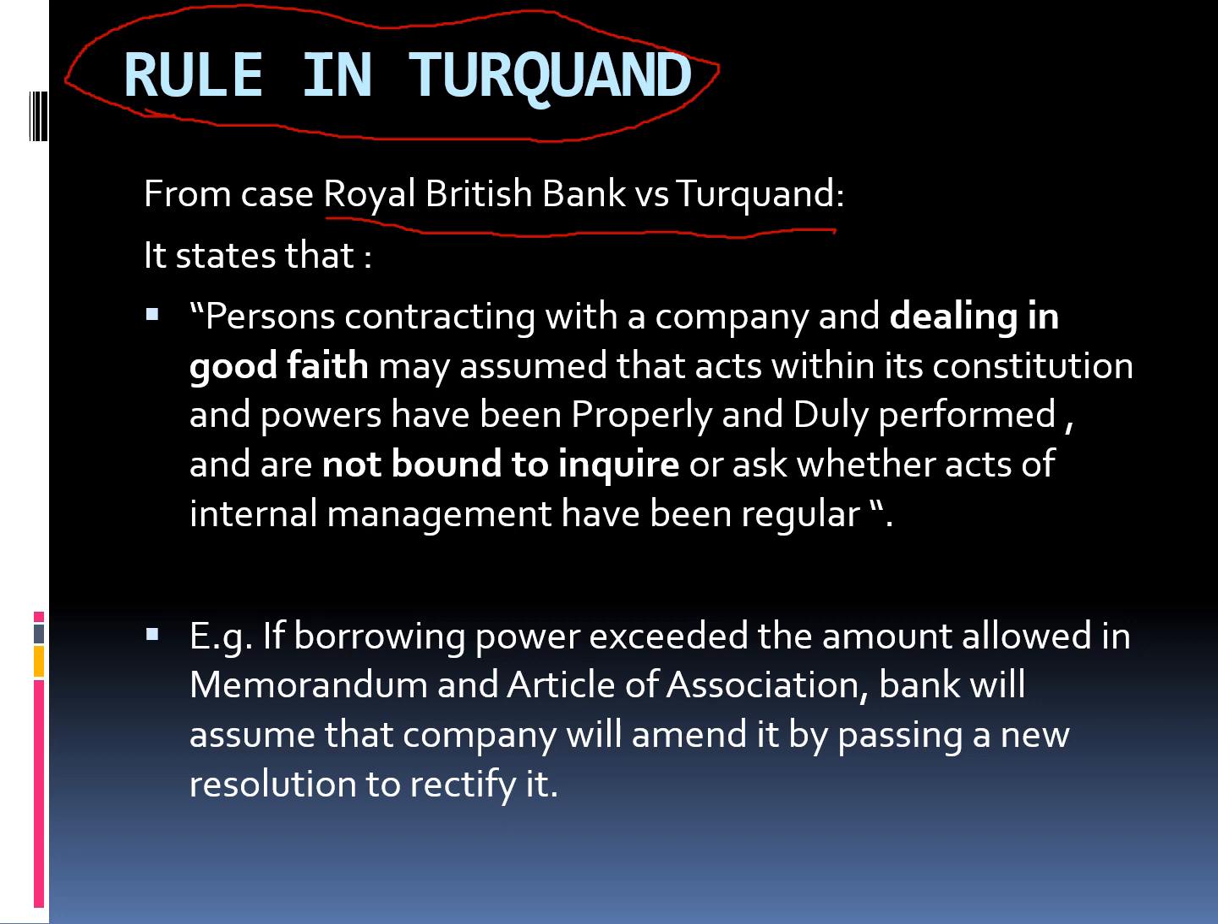Sebab under rule in Turquand ni, bank akan assume that this matter has been settled in the company. Maksudnya dah settle dalam company sebelum sampai kat bank. Maksudnya bank assume that company dah settlekan dah. Company dah rectify dah ultra-vires borrowing ni. Maksudnya dah pass new resolution yang membenarkan pinjaman sebanyak ini. Okay, so bank takkan masuk campur lah.